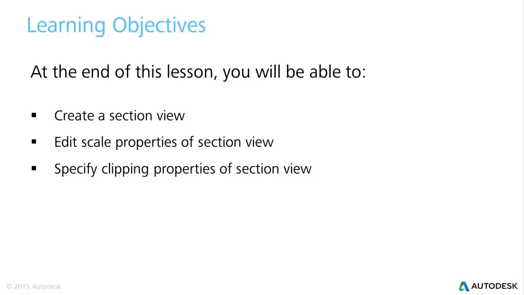Let's look at the learning objectives for video 1. At the end of this lesson, you will be able to create a section view of the model using the section tool. Next, we'll take a look at editing scale properties of the section view so that you'll know what scale it will appear when printed on a sheet. And then last, we'll take a look at clipping properties of the section view, as well as crop region controls and manipulations. With that, let's get started.